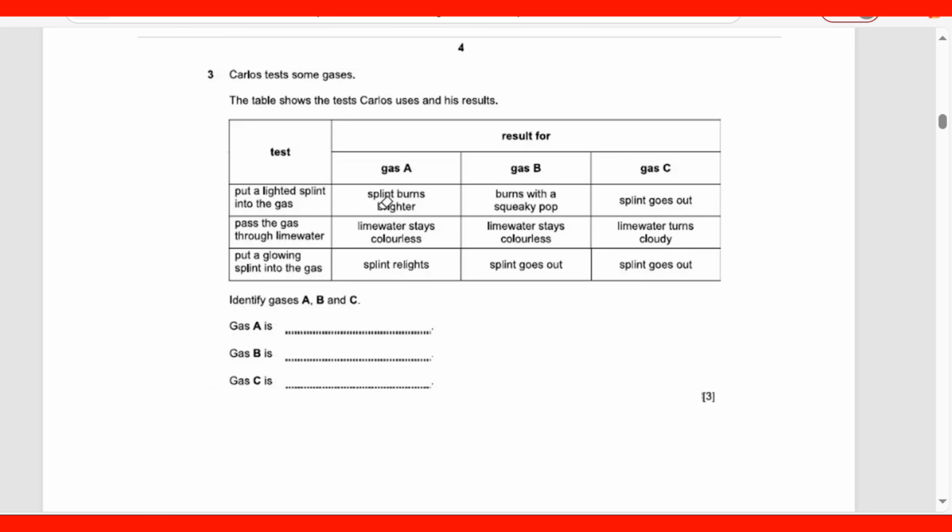Lighted splint into gas. A, the splint burns brighter. B, it burns with a squeaky pop. And C, the splint goes out. While passing the gas through lime water, A stays colorless, B stays colorless, C turns cloudy. Put a glowing splint into the gas. A, the splint relights. B goes out. C, the splint goes out. So identify gas A, B, and C.